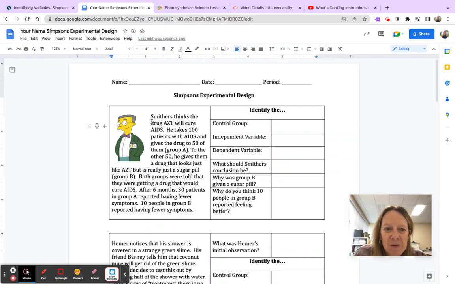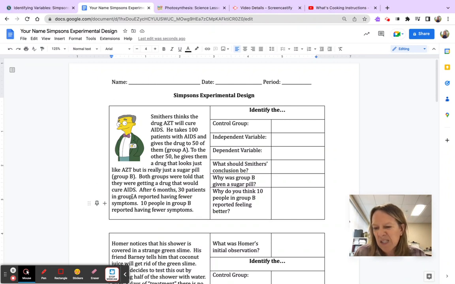Okay. So Smithers thinks that the drug AZT will cure AIDS. He takes 100 patients with AIDS and gives the drug to 50 of them, group A. To the other 50, he gives them a drug that looks just like AZT, but it's really just a sugar pill, and that's group B. Both groups were told that they were getting the drug that would cure AIDS.